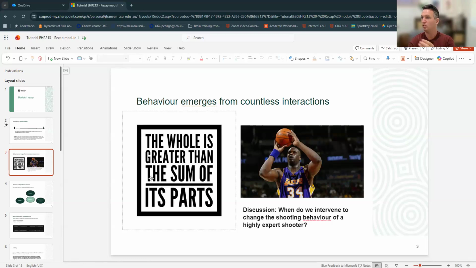And one of the things that we talked about is that behavior emerges from countless interactions between the subcomponents of the complex system, right? That means that, for example, someone who shoots the ball, whether that's Shaquille O'Neal or 100 other basketball players, each one of these players finds a solution to the problem that you pose to them in a very individual way. They find a way that works for them. That's why you see such varying shooting techniques in the NBA.